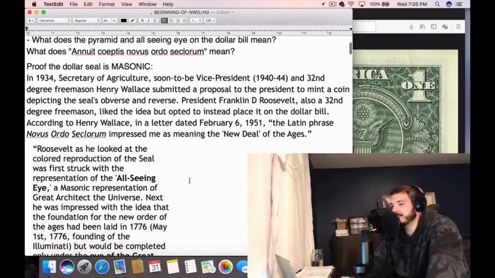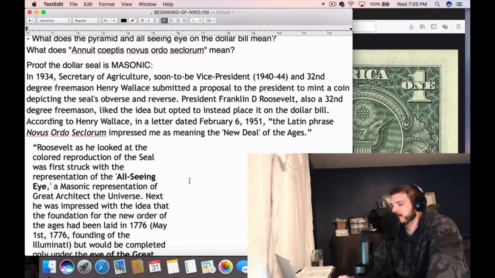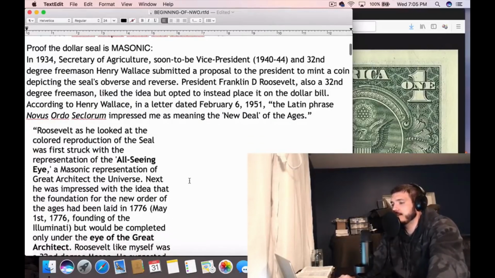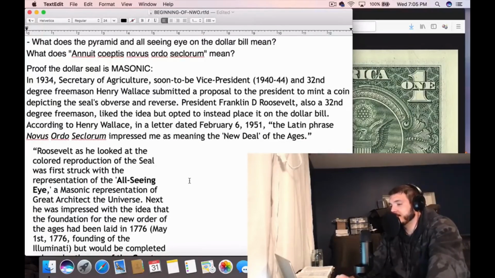In 1934, Secretary of Agriculture, soon to be Vice President from 1940 to 44, and 32nd degree Freemason Henry Wallace, submitted a proposal to the president to mint a coin depicting the seal's obverse and reverse. President Franklin D. Roosevelt, also a 32nd degree Freemason, liked the idea, but opted to instead place it on the dollar bill. According to Henry Wallace, in a letter dated February 6, 1951, quote, the Latin phrase Novus Ordo Seclorum impressed me as meaning the New Deal of the ages.